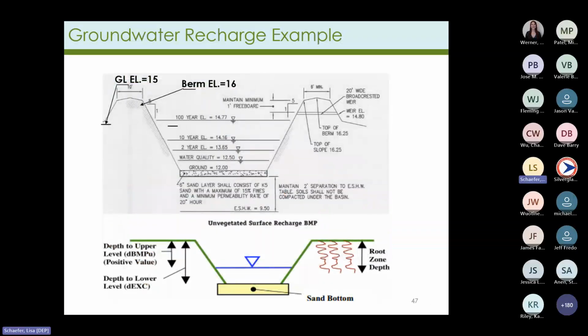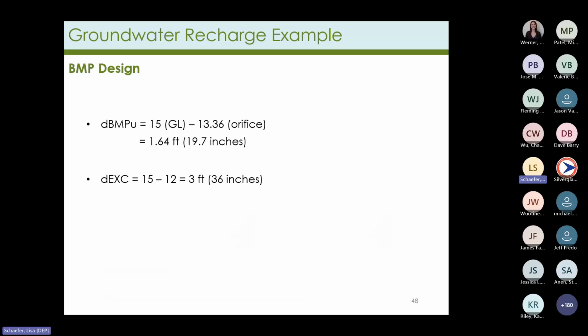Let's look at the BMP design inputs. dBMPU is the vertical distance from the vegetated ground surface to the maximum water level surface in the BMP. The vegetated ground surface in this case is not the top of the berm. It's the ground elevation surrounding the BMP, which is at an elevation of 15 feet. Since the maximum water level before overflow is at elevation 13.36, the dBMPU, that is, the vertical distance from the vegetated ground surface to the maximum water surface elevation in the BMP, is 1.64 feet.